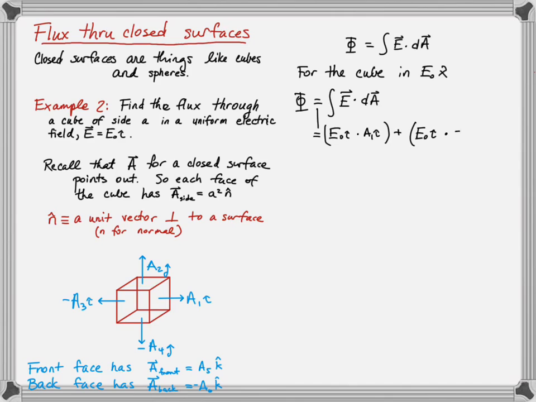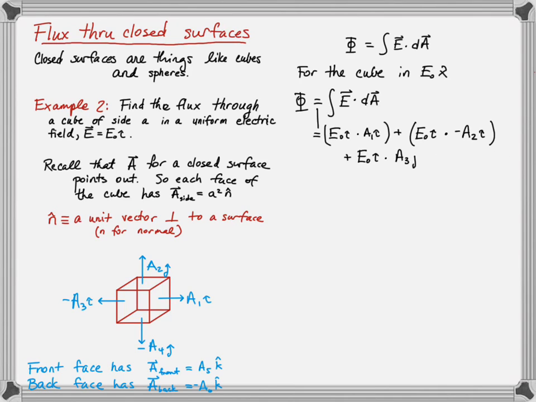Then consider the next face of the cube that I did, which was A2, and you get that E0 i hat dotted into minus A2 i hat. That was the one that was pointing to the left. Then we do the top face of the cube, and oh, I just realized I have either the wrong, whoops, I mixed up which ones I called the A2 and A3. Let me see if I can fix that for you.